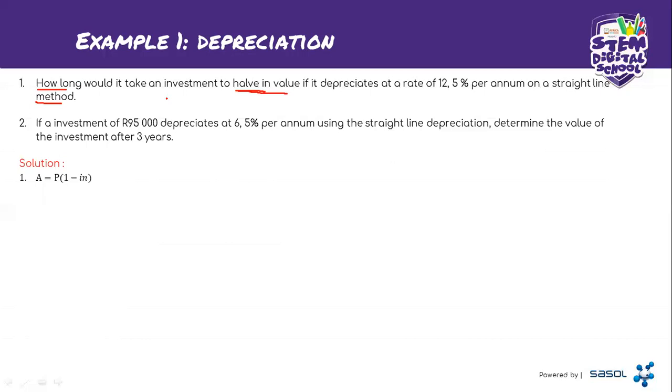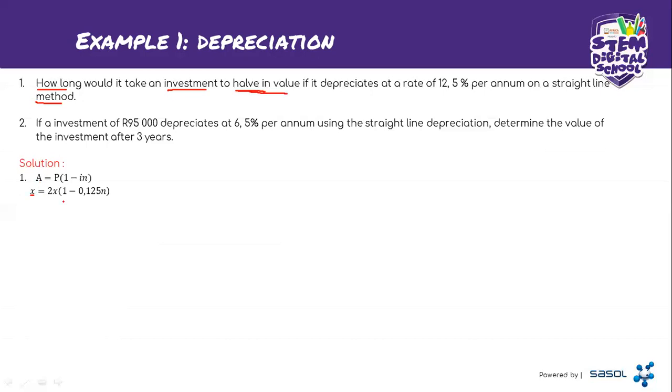So you must have A and you must have P, but they are saying the investment is to halve in value through depreciation, right? Meaning the amount that we invest today is twice the future value. Hence we say P is 2x because we don't know it, and it's going to be half in value after a certain amount of time. Then it's going to be this one.